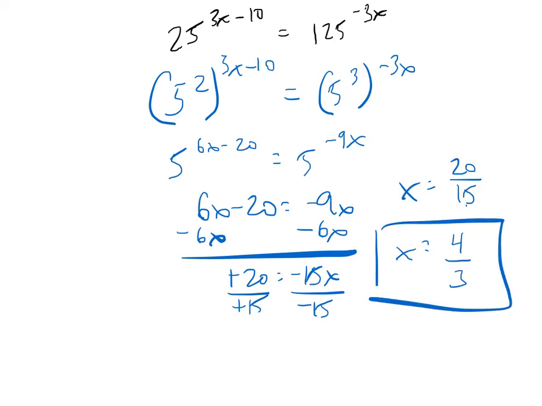Now again, we had to find a common base for 25 and 125, which ended up being 5, and in doing that, we were able to then multiply our exponents. Once we had the common base, we set our exponents equal to each other, and then we just solved our equation like we know how to do and got that x equals 4/3.